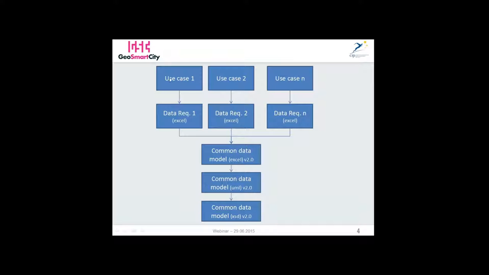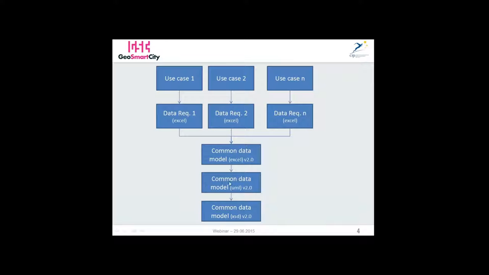And then, starting from this informal description of these different use cases, we started deriving the first step of data requirements. So from each use case, we derived the data modeling requirements that we decided to collect using an Excel spreadsheet, simply because this was a quite common language to deepen the interactions with the pilots, because starting from the Excel file, we collected several feedbacks, and then we were able to build the first version of the so-called common data model, still in Excel, in order to continue proactively the interaction with the pilots, with their participation.